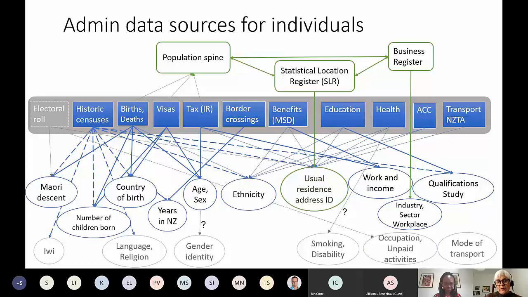The link of the address ID back to the statistical location register is really important, and we have a business register that gives us information about industry and workplaces for those variables. And the variables along the bottom in grey are variables which we don't have administrative data for, so those are the ones that have been most affected by the non-response in the census. And they show the importance of having a good questionnaire collection.